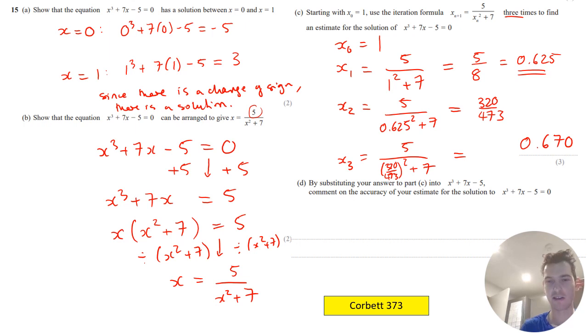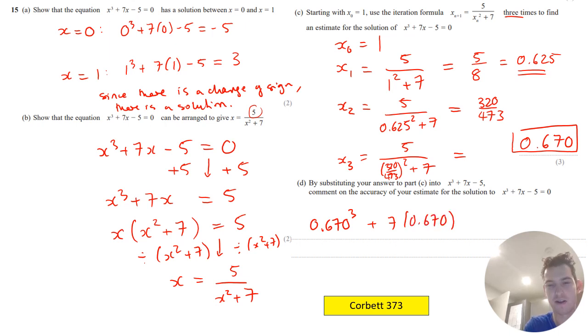Okay, part D. By substituting your answer to part C into x cubed plus 7x minus 5, comment on the accuracy of your estimate. Okay, so what I need to do is I need to substitute my answer into my formula. So I'm going to do 0.670 cubed plus 7 times 0.670 minus 5. If you put that into your calculator, you get minus 0.00549. Now that is very, very, very close to 0, which is what you want.